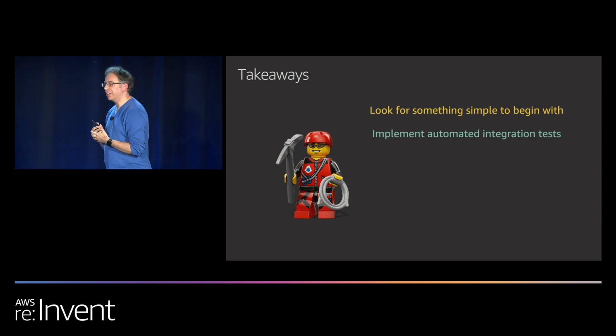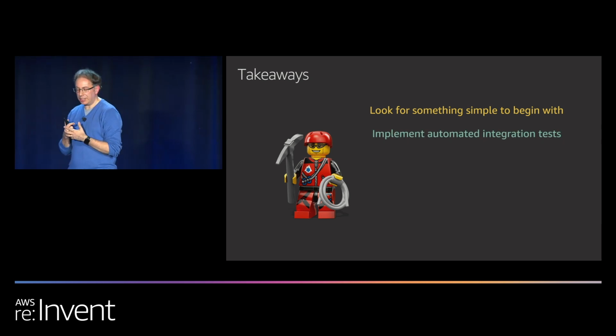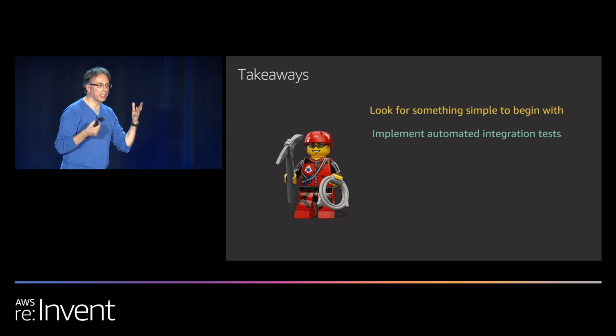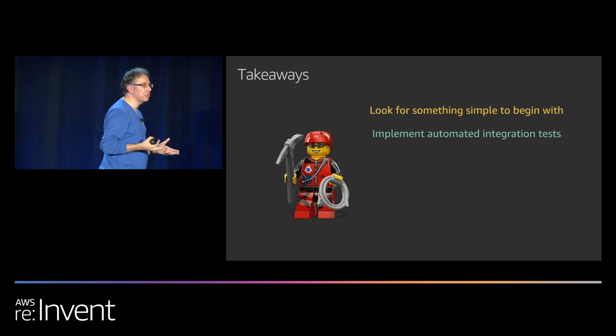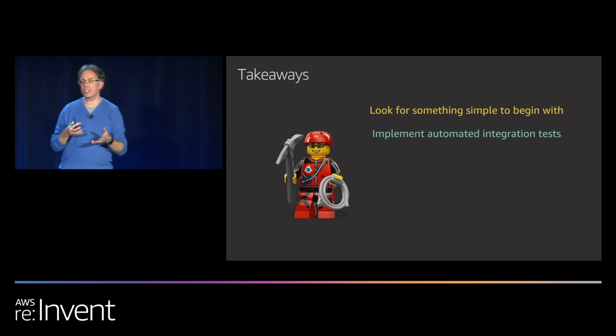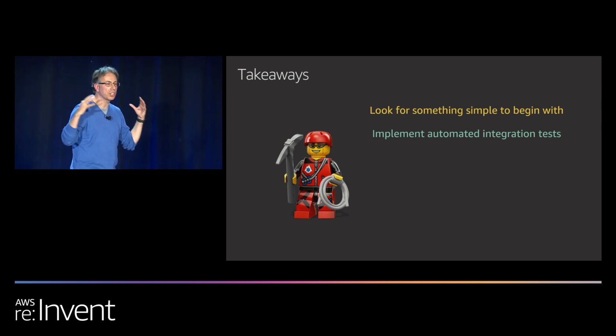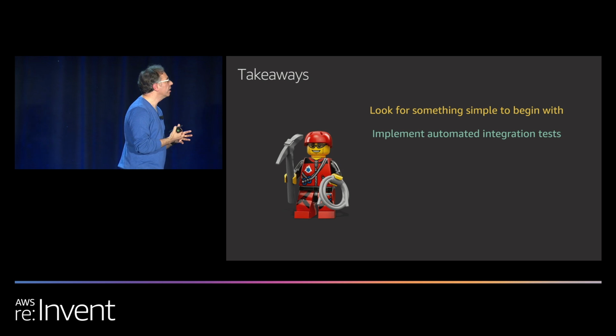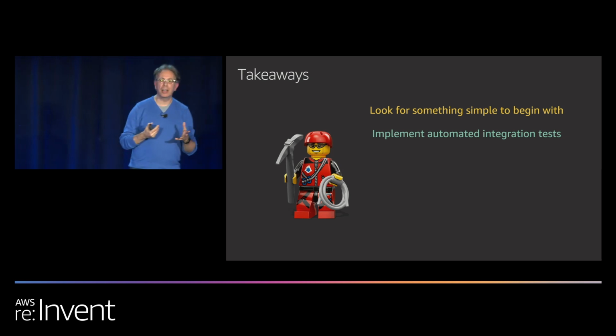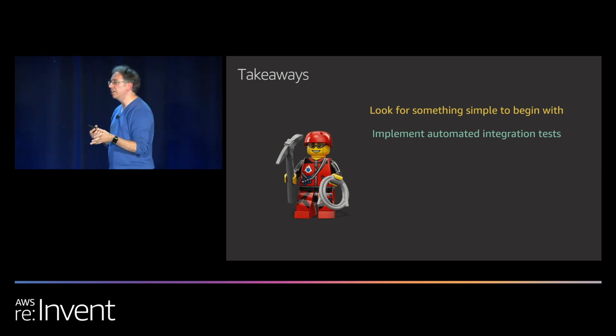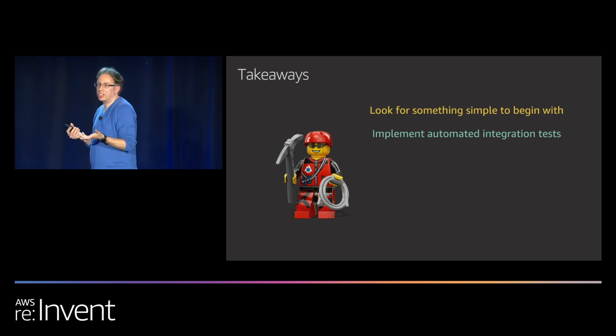The second learning that Lego wanted to share is about integration tests. In a distributed world with microservices, integration tests are really important and should be automated, so that every time you do a change, everything is checked again. They tried to mock AWS services at the beginning, but it was just consuming time.